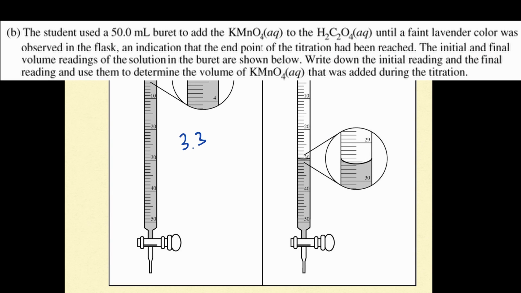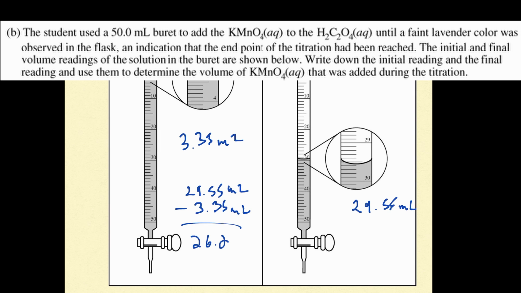If we look at the burette readings, we see that potassium permanganate goes from 3.35 milliliters to roughly 29.55 milliliters. Using these 2 numbers, we can subtract final minus initial to find the volume used, which gives 26.20 milliliters used.